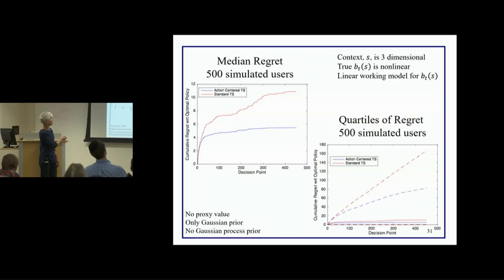Here's an illustration of that. Here's the action-centered version. You can see the regret. The regret's on the y-axis. The decision times are on the x-axis. The regret is growing much less than at rate t. Whereas a standard Thompson sampling, it's growing at rate t. And in this setting, we only had a Gaussian prior. We didn't use the proxy. We didn't add anything to the reward.